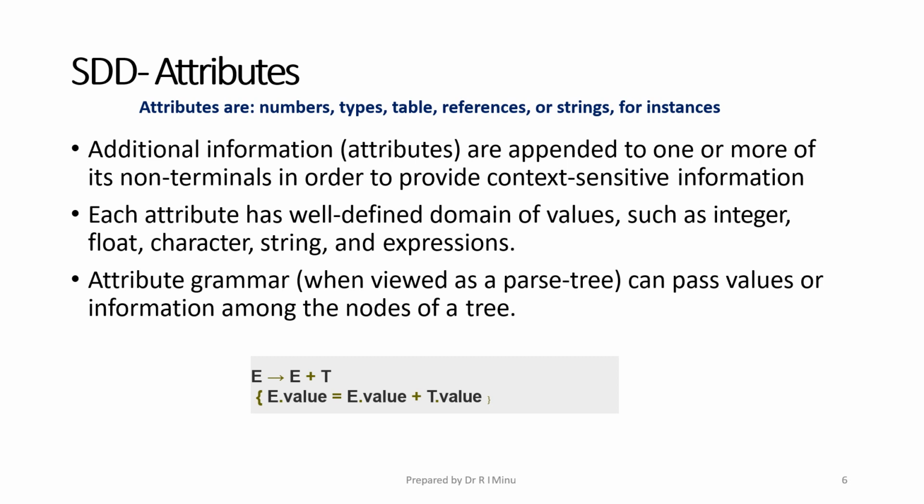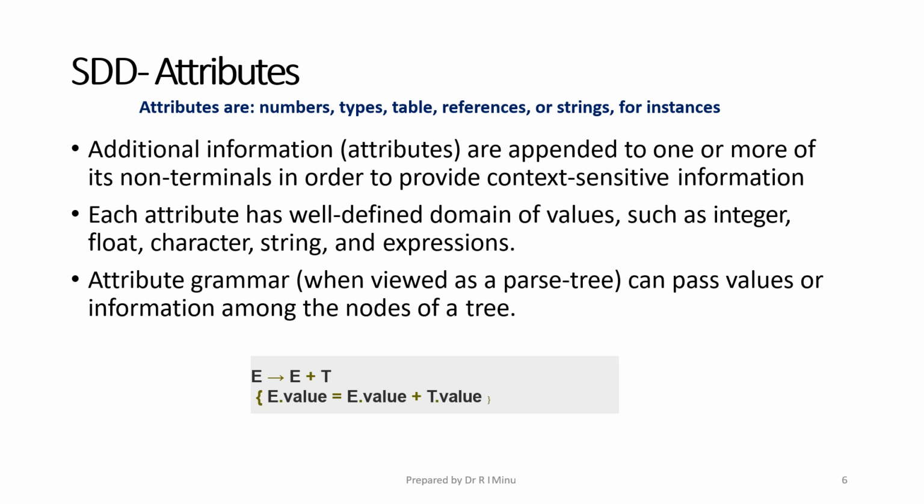Because as we know, in the semantic analysis phase we are checking the type. That is, whether it is an integer type, whether the operand is a floating real or a character. So those come in attributes. We are representing those by attributes along with the grammar symbol. So an attribute grammar can pass values or information among the nodes of a tree.